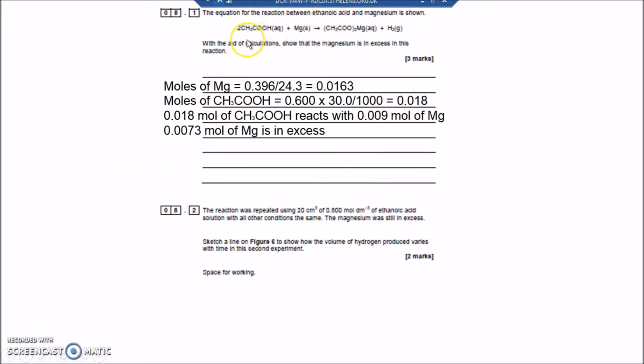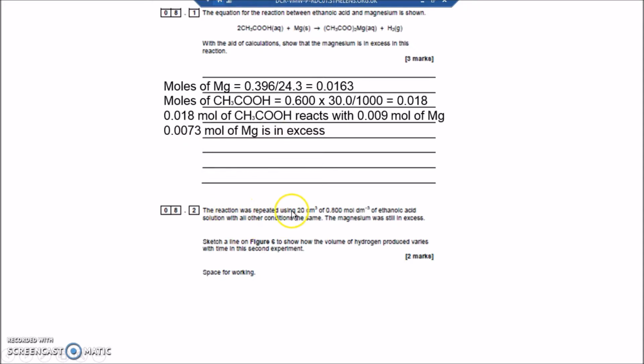Now when you actually look in this equation, 2 moles of ethanoic acid only react with 1 mole of magnesium. So if I've got 0.018 moles of ethanoic acid, 2 moles react with 1, so it will react with half of that. 0.018 would react with 0.009, half of that. So I'm going to need 0.009 moles of magnesium to react with the ethanoic acid, and I've got 0.163. I've got more than I need. If I subtract these two numbers, it tells me that I've got 0.0073 moles of magnesium in excess.